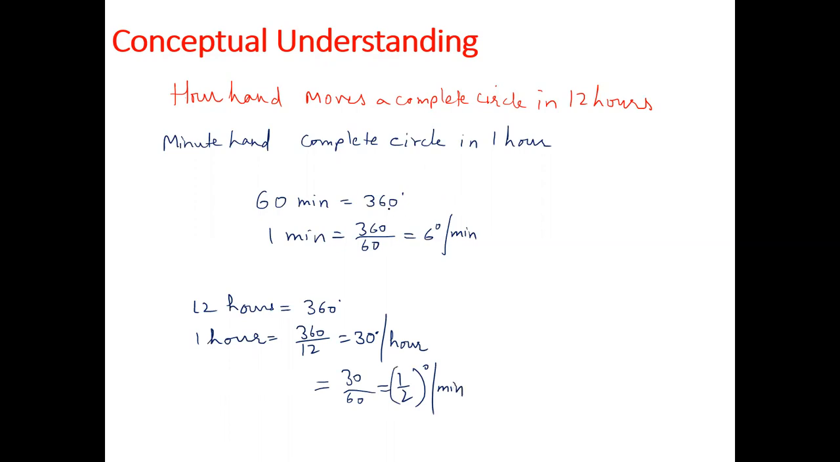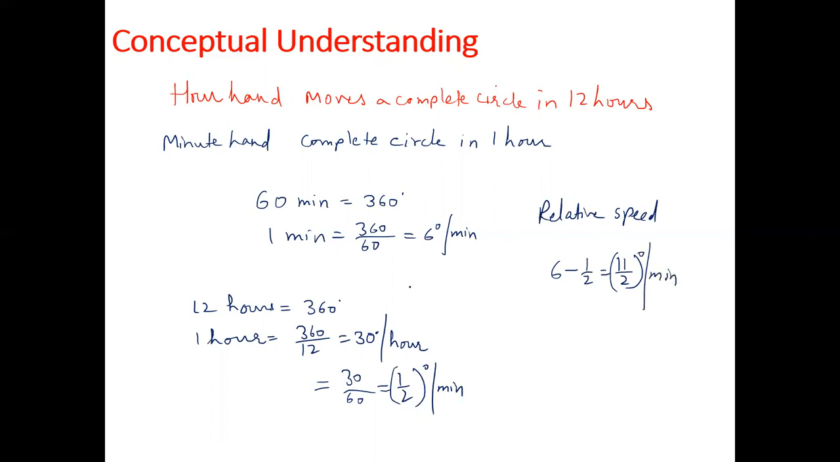And as both the minute hand and hour hand are moving in the same direction, the minute hand is faster than the hour hand. The relative speed of the minute hand with respect to the hour hand is, when two objects move in the same direction, the relative speed is the subtraction of the two. 6 minus half, that is 11 by 2 degrees per minute.